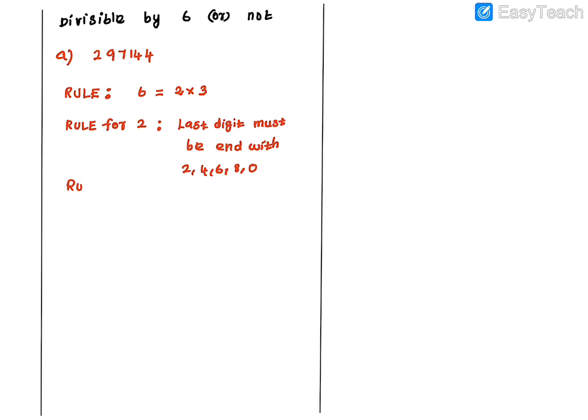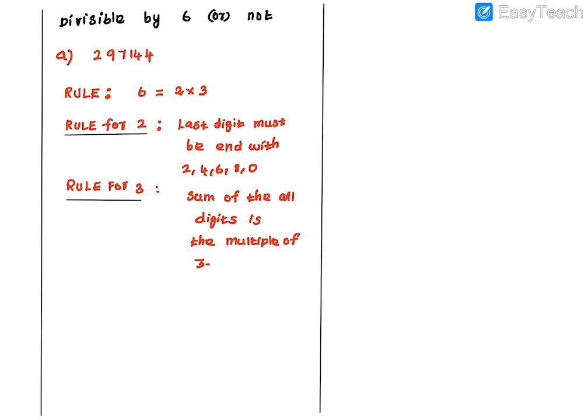The rule for 3: the sum of all the digits must be a multiple of 3. Okay, sir, so what do we have to do? Using these rules we have to check the given number. So what is the given number?